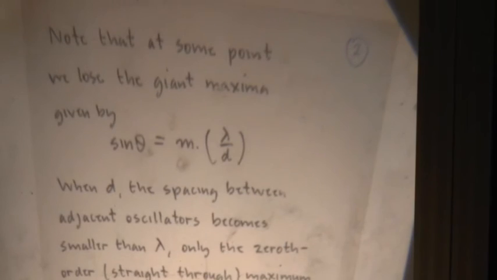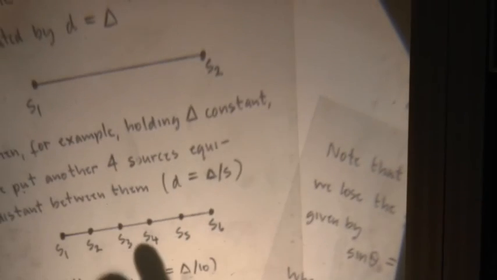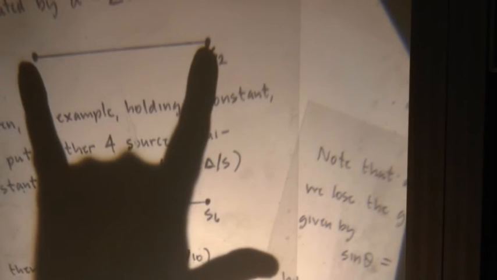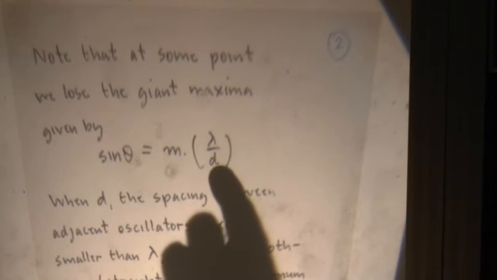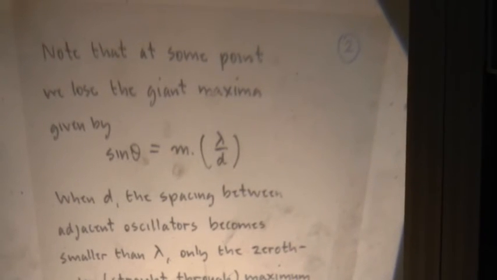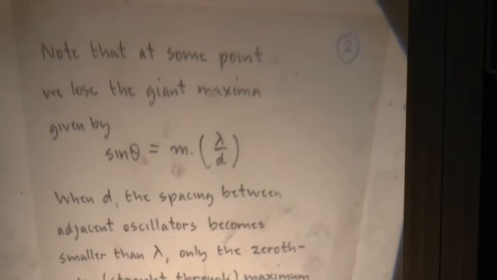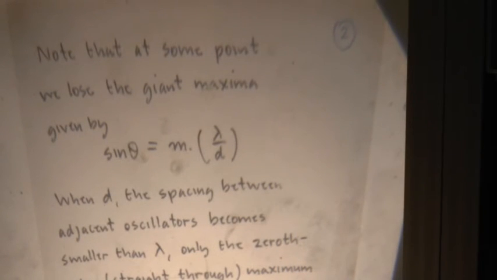Because remember, our condition for the giant maxima is always m lambda over d. Now, if I take the limit, remember, d is the separation between the individual oscillators. I've held the array width constant, not the separation of the oscillators. The separation is now getting smaller and smaller. So if d is in the end infinitesimally small, the wavelength is finite, and we're dividing it by something infinitesimally small. We are going to clearly reach the point where there's no solution except for the straight-through beam. So there are no subsidiary giant maxima at all. We lose them, but we still get this pattern.